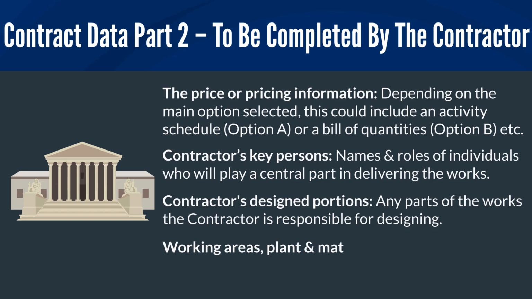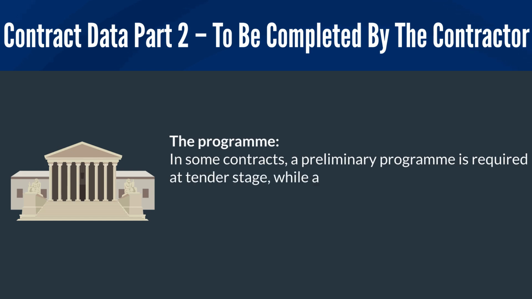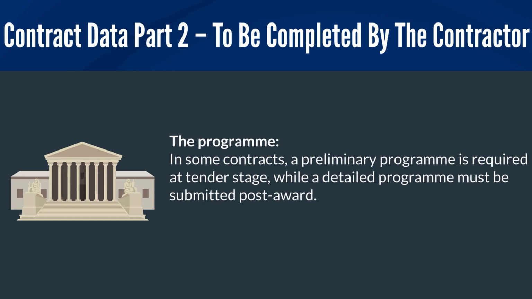Working areas and plant and materials supplied by the contractor. The programme. In some contracts, a preliminary programme is required at tender stage, while a detailed programme must be submitted post-award. Part 2 allows the client to assess how well a contractor understands the project, manages risk, and aligns with the contract requirements. It also forms a binding part of the contract once signed.